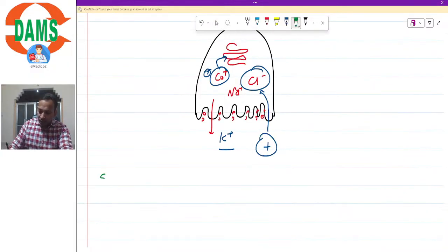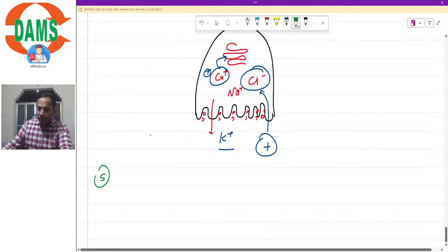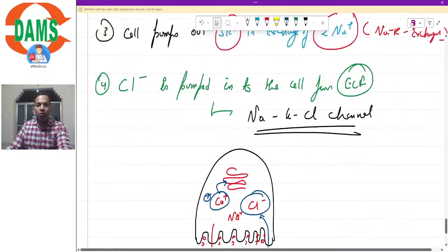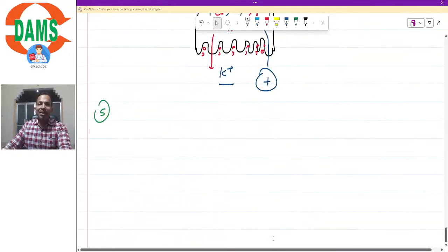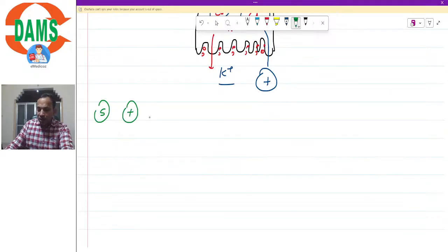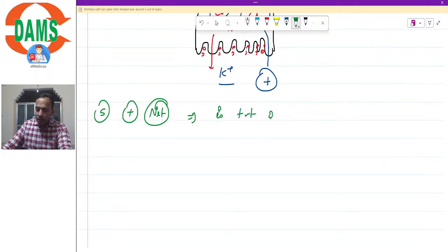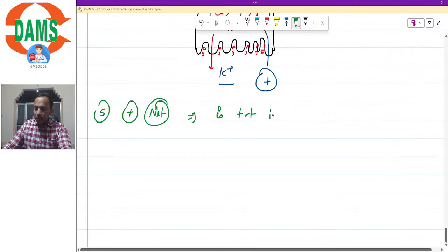आगे हम देखें अगर तो फिफ्थ स्टेप में after chloride was pumped in, we have studied in the 4 steps that chloride is pumped in, right? So the charge has been balanced inside the cell, but a net positive charge is present in extracellular fluid.